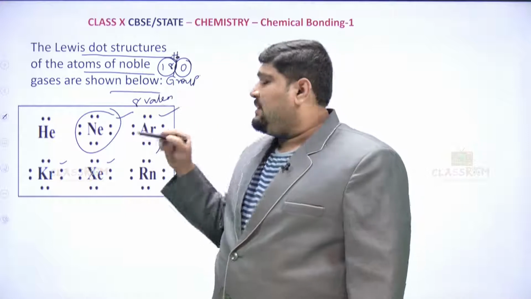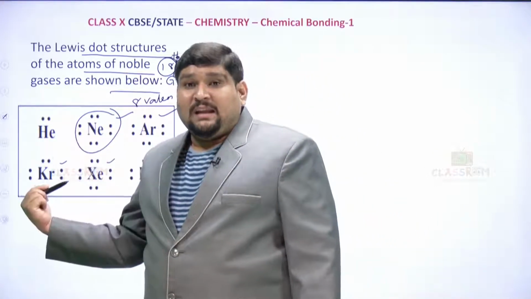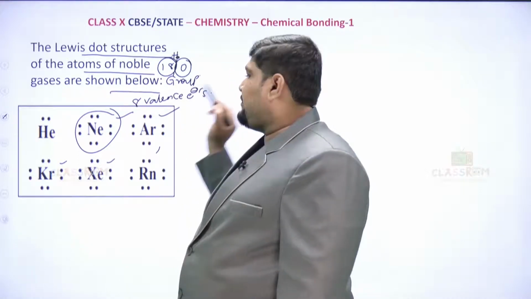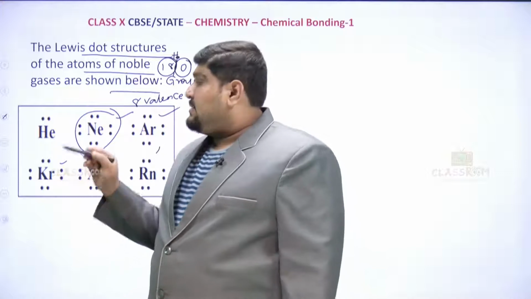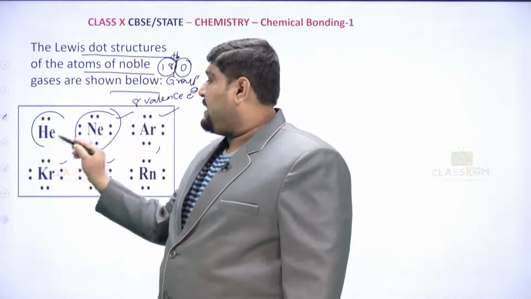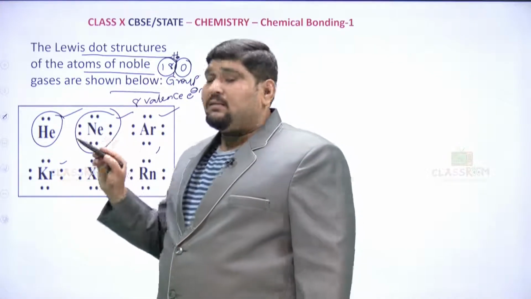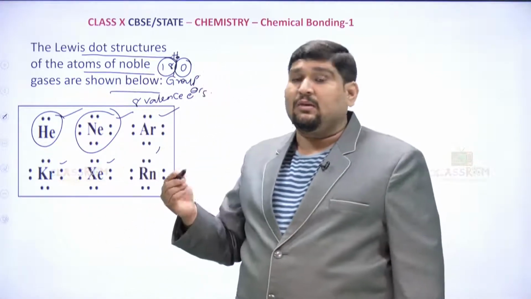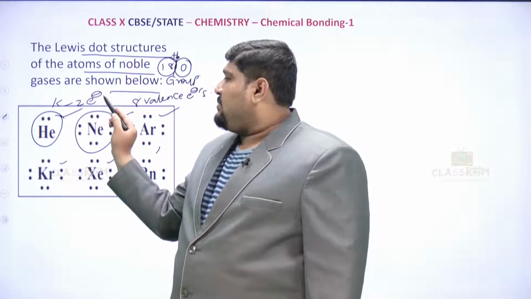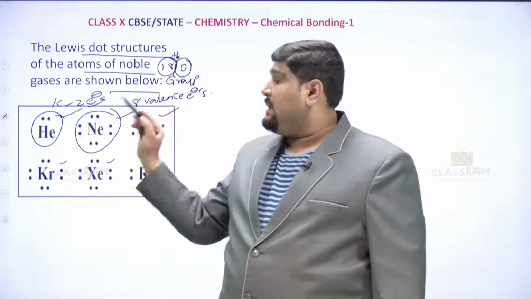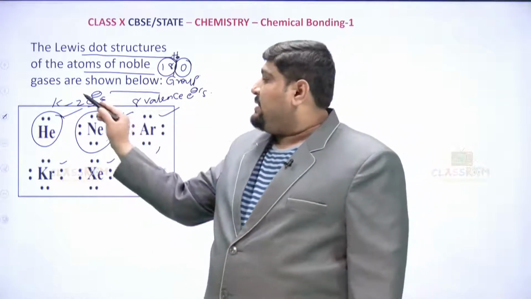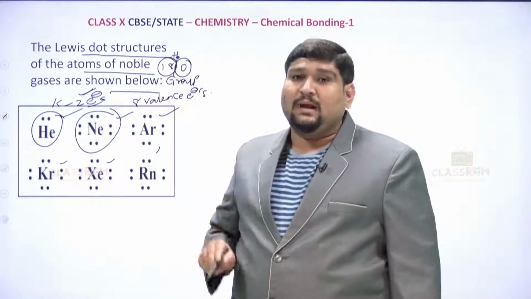The outermost shell of these elements, the noble gases, is filled with 8 valence electrons, except in the case of helium. As you know, the K shell accommodates a maximum of 2 electrons. Helium, according to its configuration, falls in the K shell, so the K shell is filled with 2 electrons.